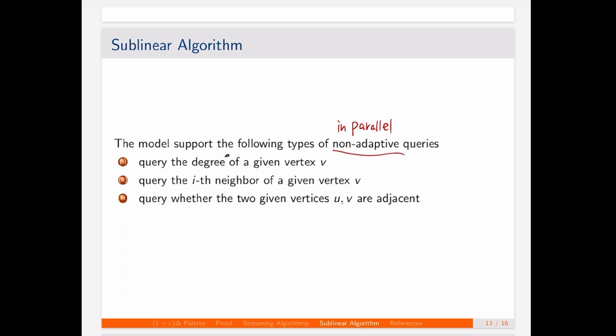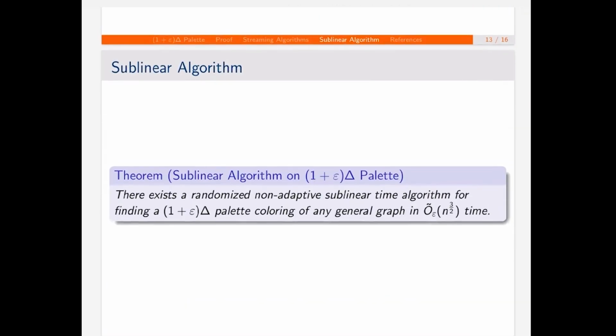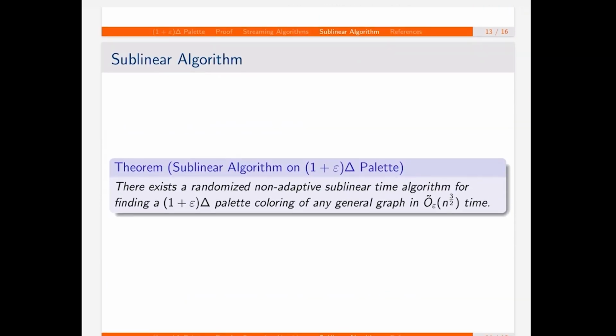So for this problem, we're going to prove the following theorem. There exists a randomized non-adaptive sublinear time algorithm for finding a (1+epsilon)delta palette coloring for any given graph in O tilde of n to the 3/2 time.